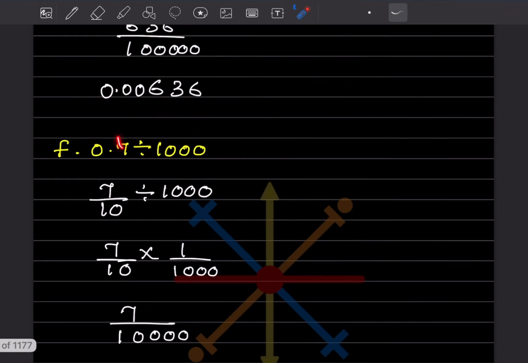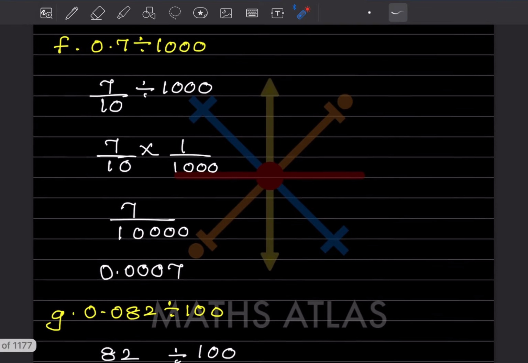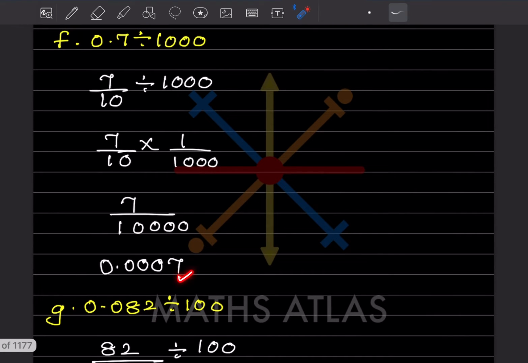For this one, we can write divide by 10. This is the same. This will be multiplied, so this is going to be 1 by 1000. So this will be 7 by 10,000. How many zeros? 1, 2, 3, 4. So we will write here 7. We don't have any other numbers, so we will keep on putting zeros. So we need 1, 2, 3, 4 and then a decimal, because there are 4 zeros.